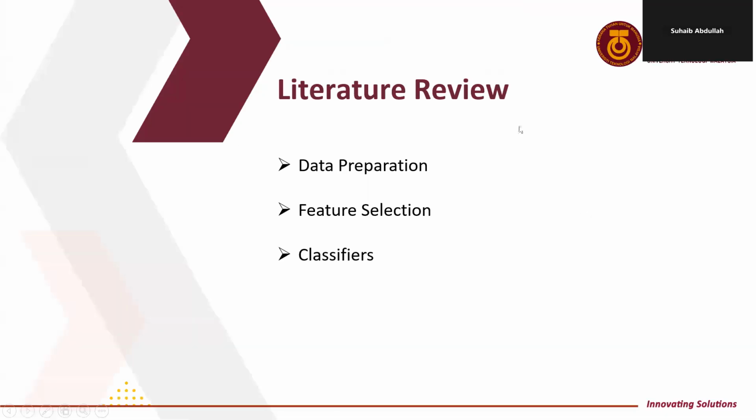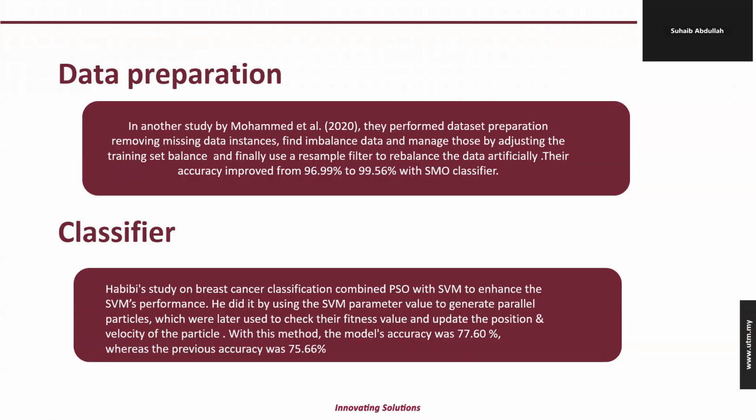Next is literature review. For our literature review, we divided into 3 parts: data preparation, feature selection, and classifier. In this presentation, I won't mention all of the sources, but I will just mention the most interesting ones. So let's start with data preparation. Data preparation is really crucial because it can impact the results significantly.